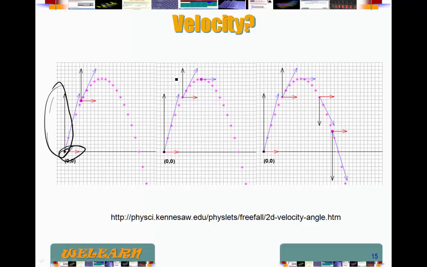Now, along the horizontal, we don't have an acceleration. That results in the horizontal velocity remaining the same. Once we reach the topmost position, the vertical velocity becomes 0. But the horizontal velocity never changed.